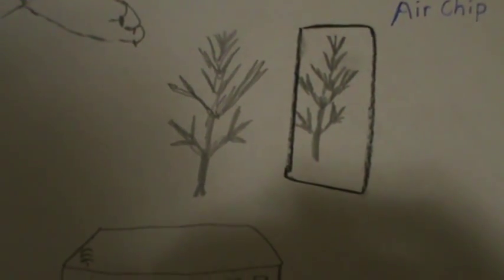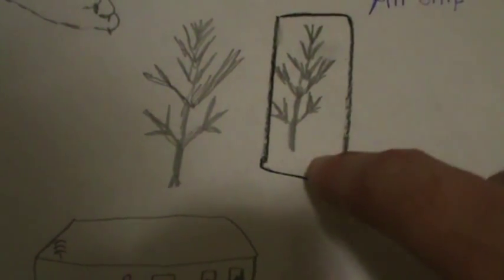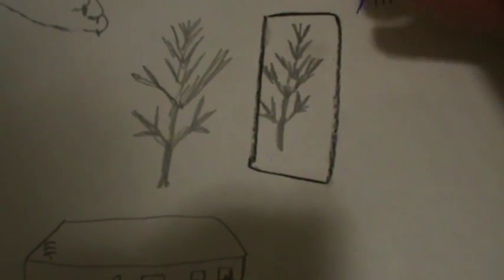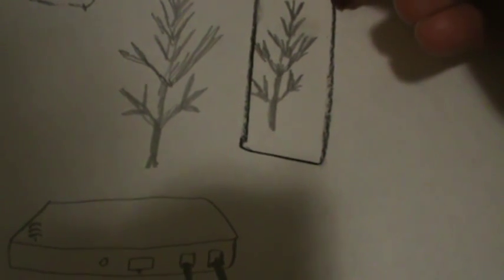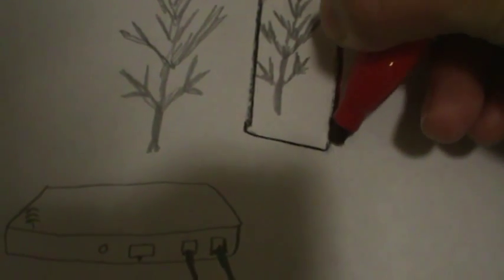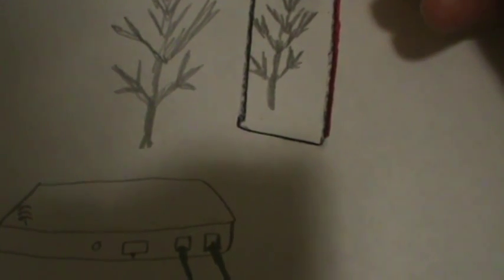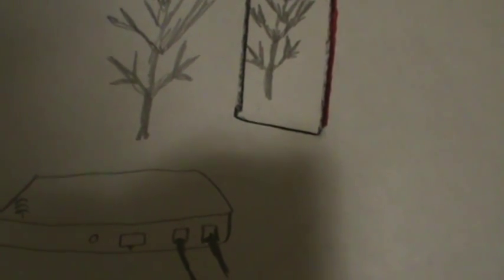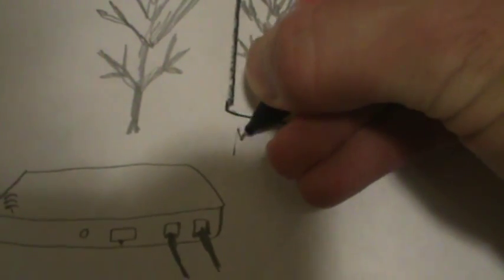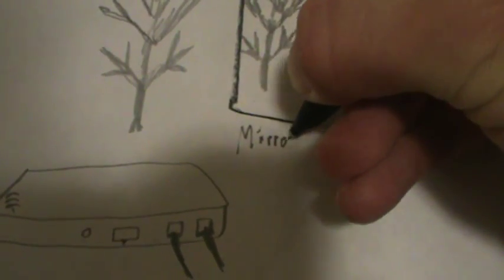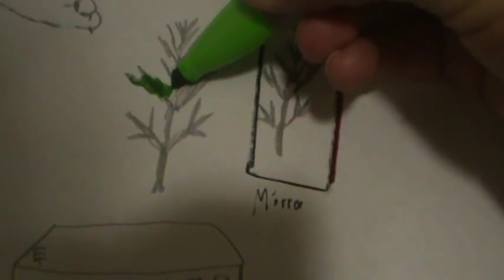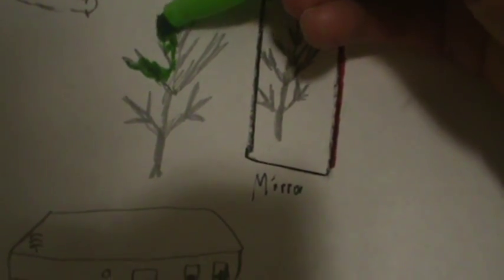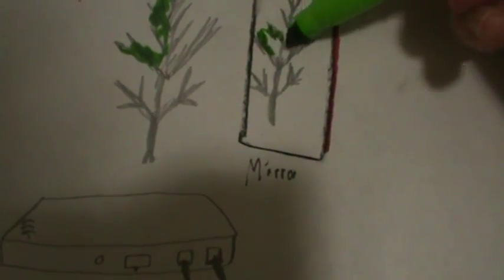But if I think about what the next source of technology could be, it's the Airchip, a type of chip, and I can use this red marker here. Let's say this is an example of a mirror, and I drew a tree, which produces oxygen. If we have a tree here, the reflection of the tree would be about right here.